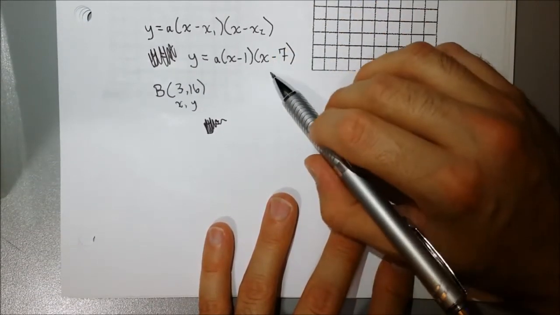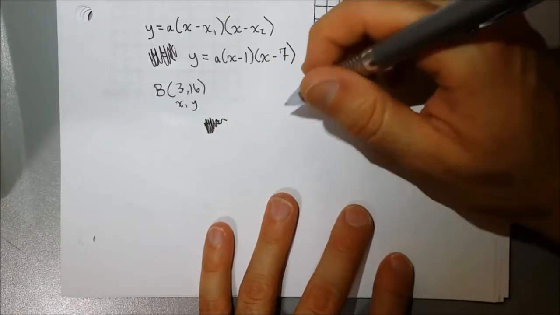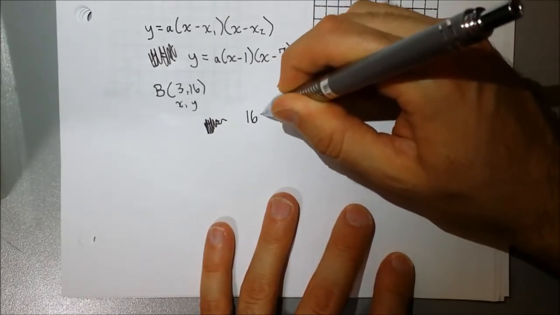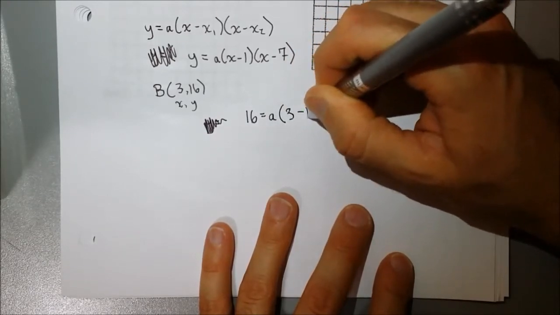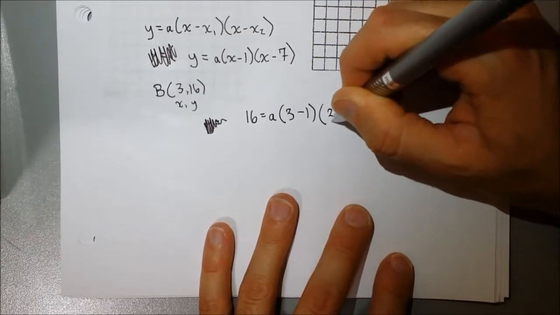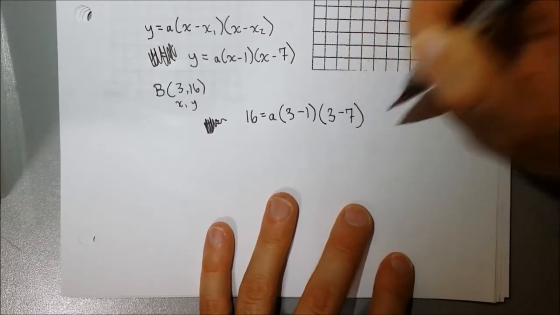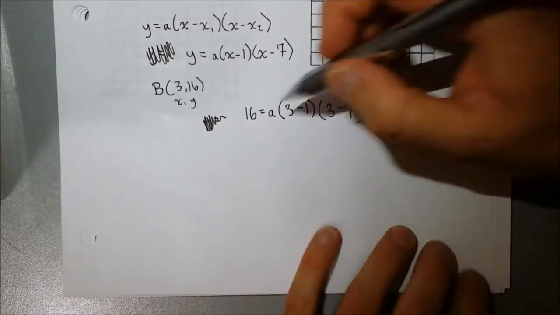So I'm going back to this equation. I'm plugging in 3 and 16, so 16 for y. I'm solving for a. There we go. So this should be pretty straightforward.